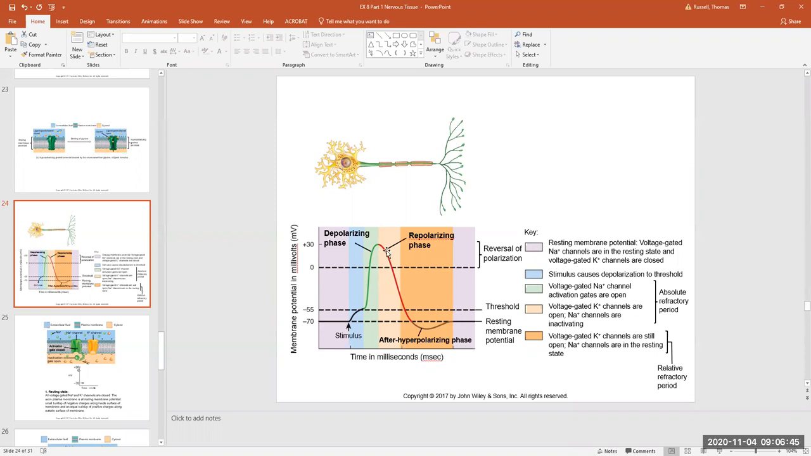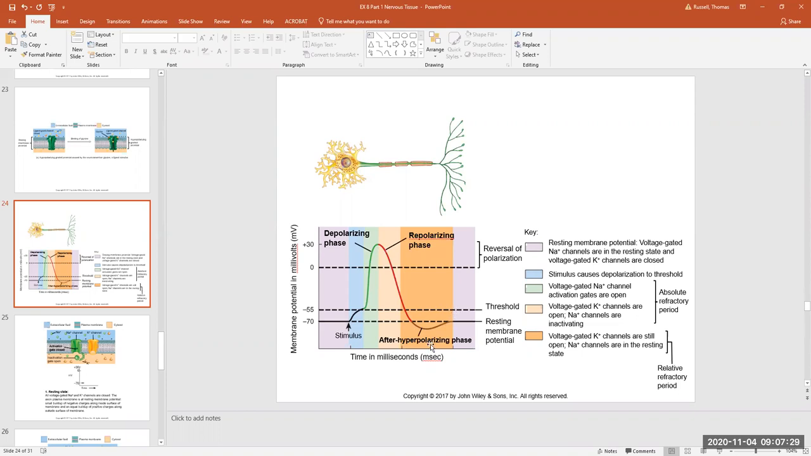When we open a voltage-gated potassium channel, we would lose potassium, which is positive charges. So if you lose positive charges, you become negative. Now, as it turns out, we become negative a little bit more than normal because we lose just a little bit more potassium than we should. And so we dip down below our resting membrane potential. That's called an after hyperpolarizing phase. So we have depolarization, repolarization, and the after hyperpolarization, right?